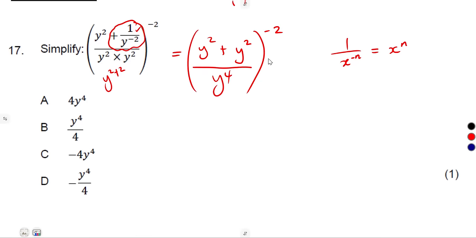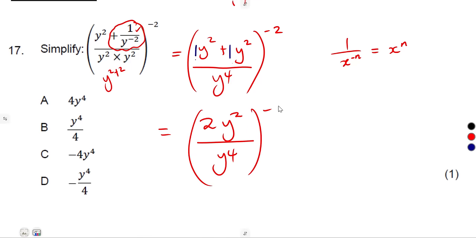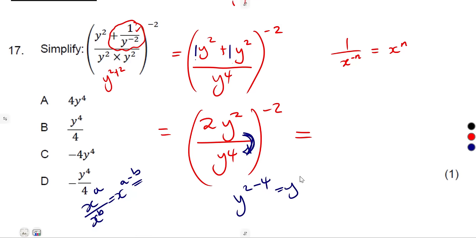Everything to the exponent of -2. There is addition. These are like terms, guys. Y squared, y squared. Same exponent. So you're going to add 1 plus 1, which is 2y to the exponent of 2. Everything over y to the exponent of 4 to the exponent of -2, which you can simplify as a division. Remember division now. You subtract your exponents, x to the exponent of a over x to the exponent of b is going to be x to the exponent of a minus b. So you're going to subtract our exponents, 2 minus 4, which is -2.